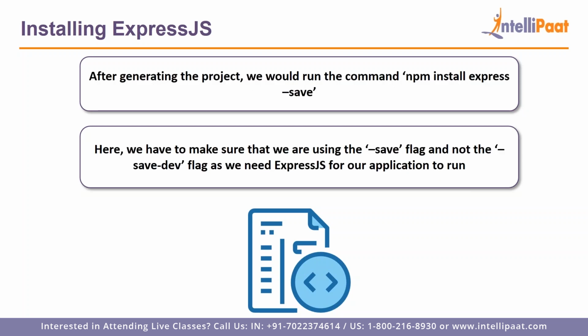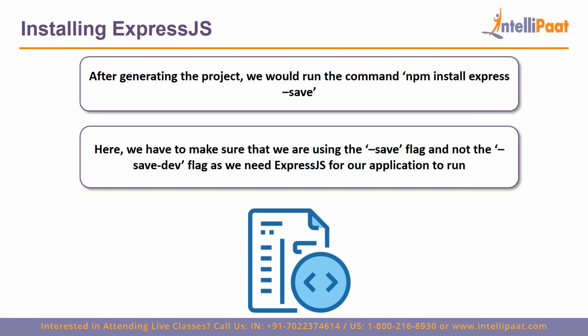So after generating the project, we would run the command npm install express --save. Basically, we are just telling npm, the Node Package Manager, to install the Express library or the Express framework so that our project could require it, and we use the --save attribute. It's not really required, but I like to keep it in, mainly because when you do it, it saves it in the package.json file, and whenever someone else looks at your application and looks at package.json, they can understand that your application depends on Express.js to work.